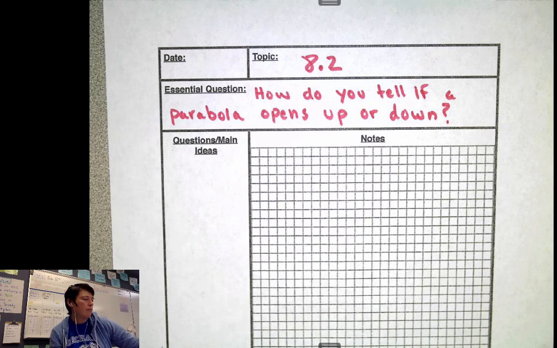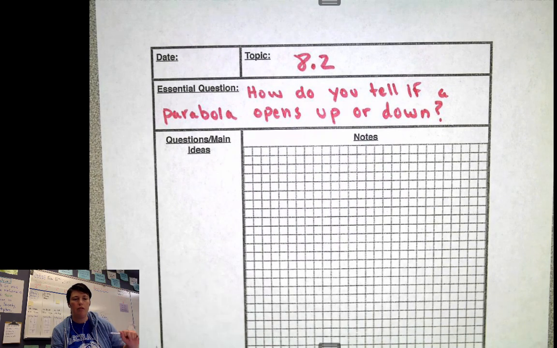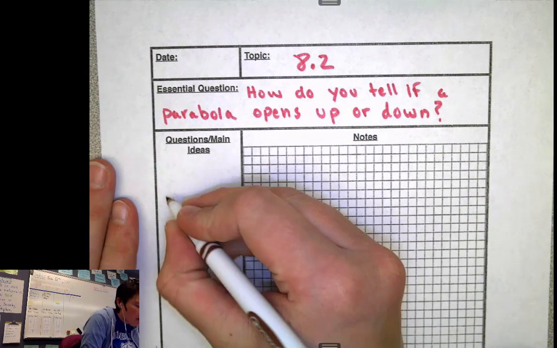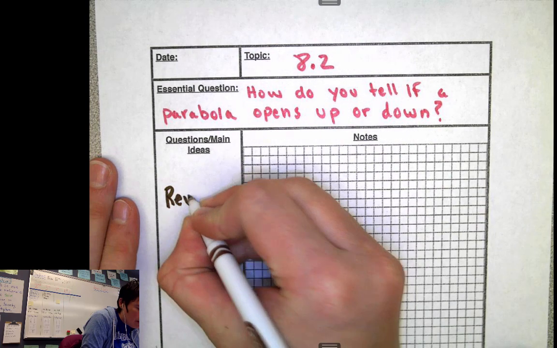And we're going to get into that real quickly here, but we're going to do a little review first. In the previous videos, we've been learning how to graph quadratics. We've learned what a parabola is, that smooth, U-shaped curve. And before we can figure out if it points up or down, we need to do a little bit of review. So over on the side over here, I'm going to write review.